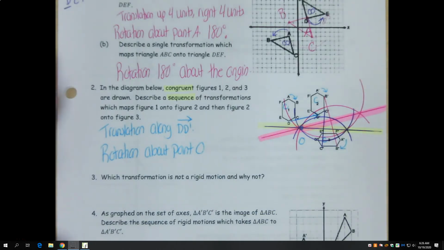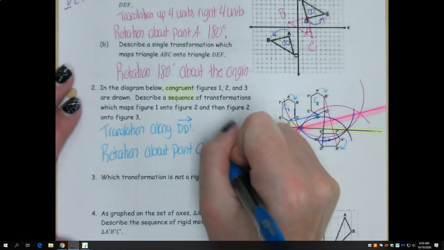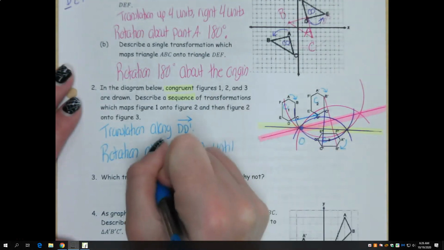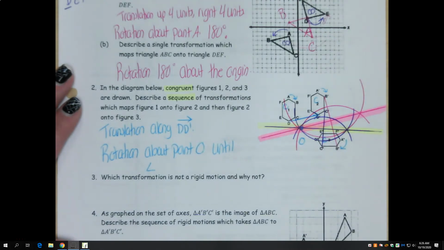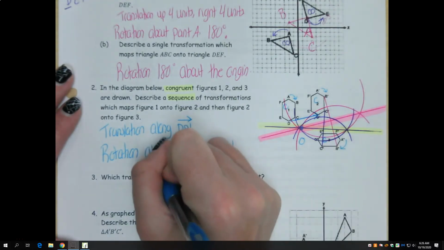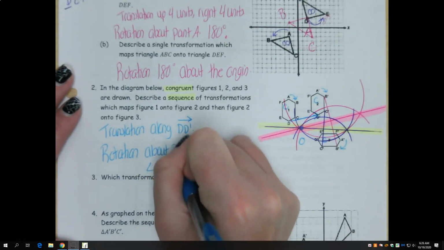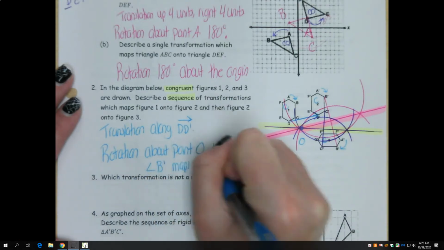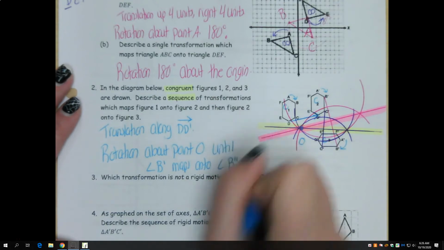So I'm going to say, because I'm not on the coordinate plane, it's a rotation about point O until angle, and I just have to pick one pair of corresponding angles. So I'm going to pick angle B prime and angle B double prime. So I'm going to rotate until angle B prime maps onto angle B double prime.